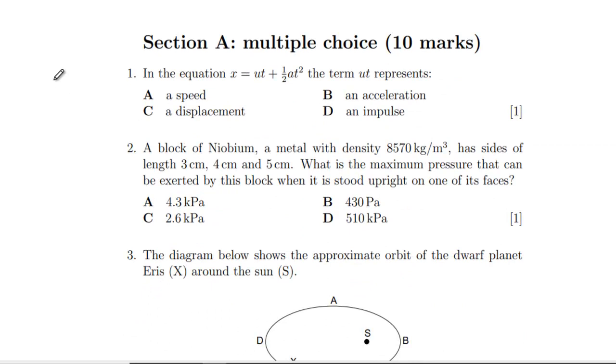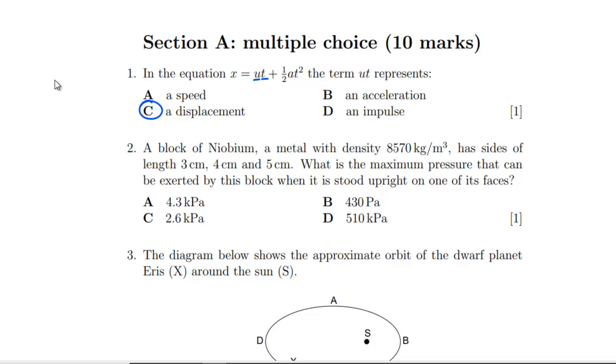Question 1: in the equation x equals ut plus a half at squared, the term ut represents what? We've got a velocity multiplied by a time, so that's going to leave us with a displacement. That's our accumulation of the velocity, which is the displacement.